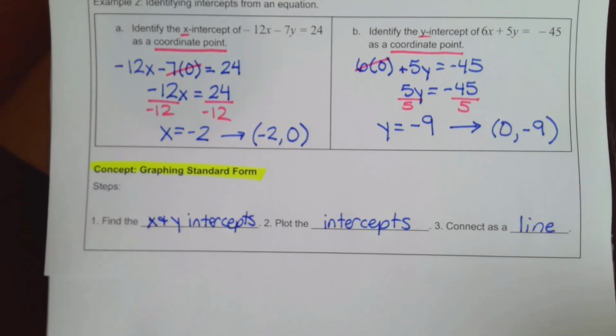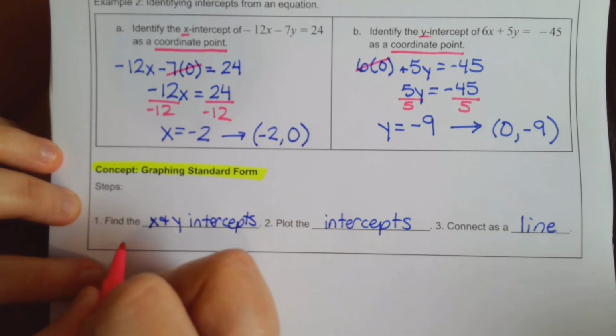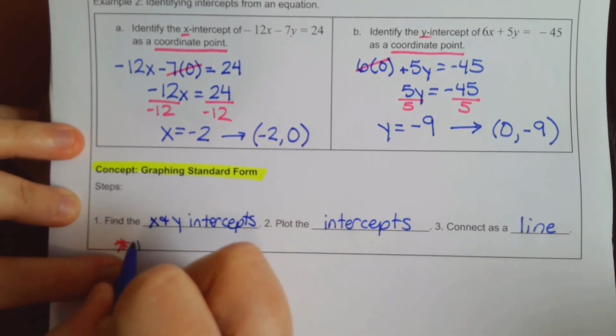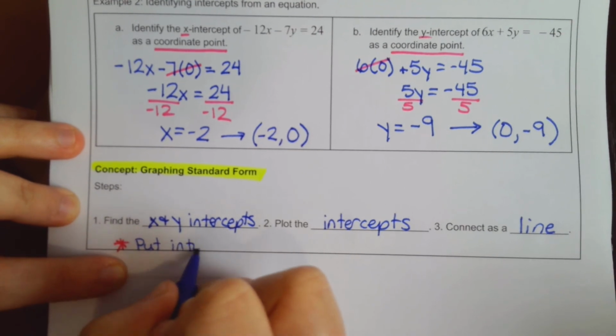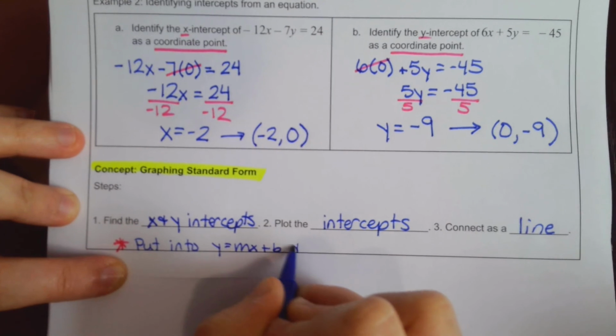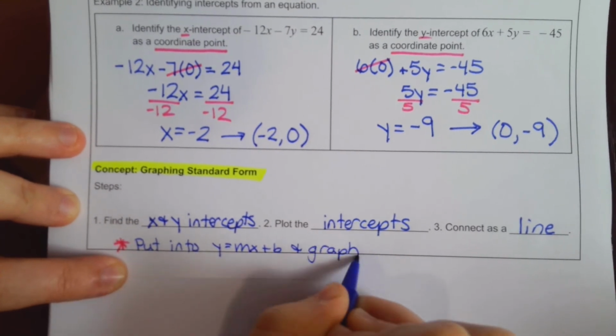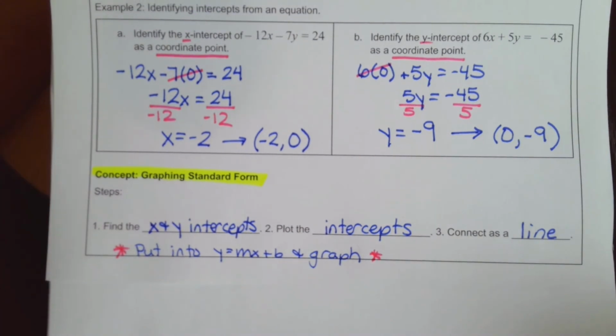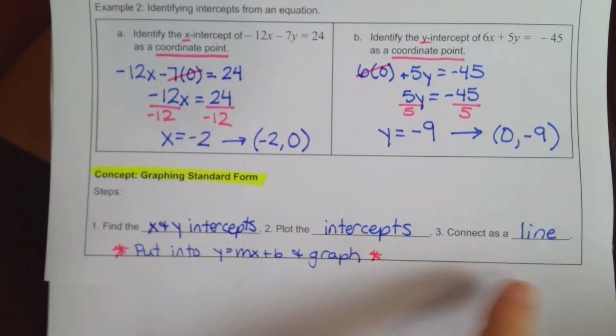So fairly easy. Now, if you do not want to find the intercepts, you can always put into y equals mx plus b and graph. But again, you may see that as more work. So I like to follow these 3 steps, and that's how we're going to do the examples in the next video.